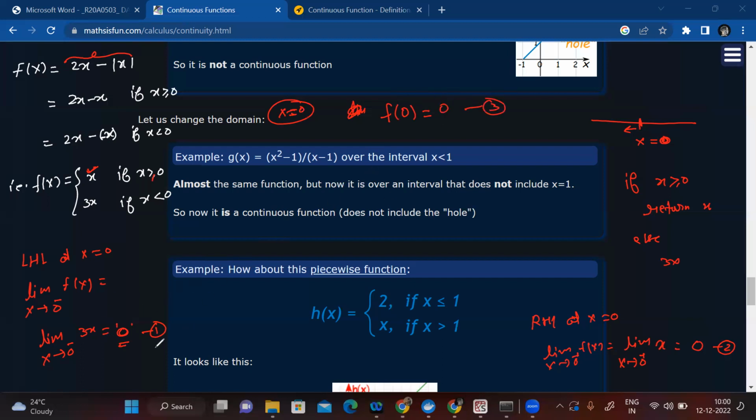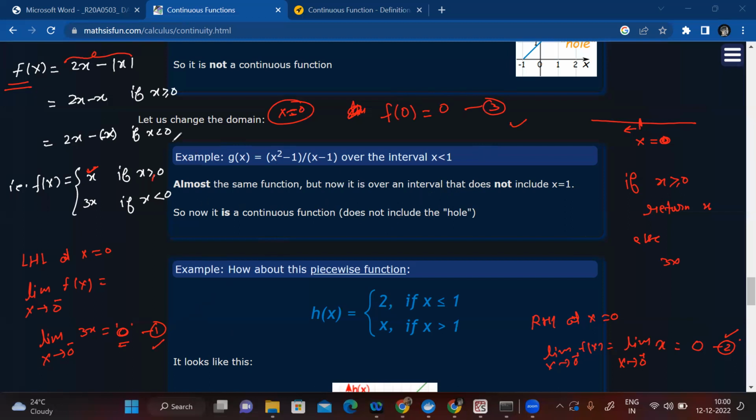So if you compare equations 1, 2 and 3, all our values are the same. So we can say that the given function is an example of a function continuous at the point x equal to 0.